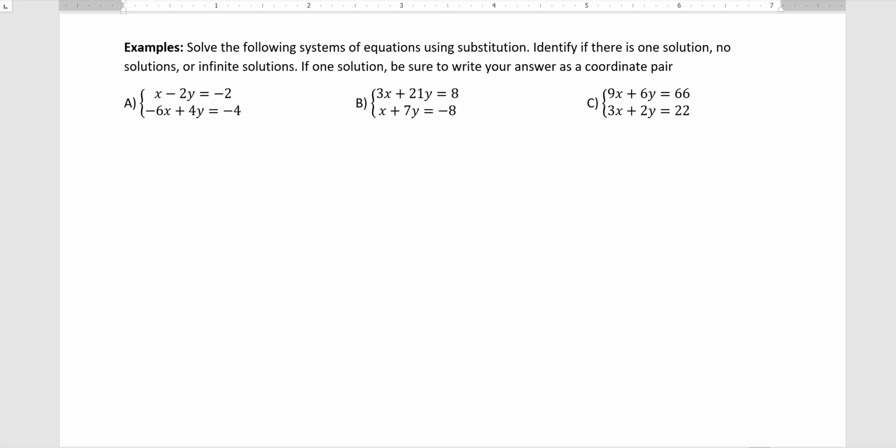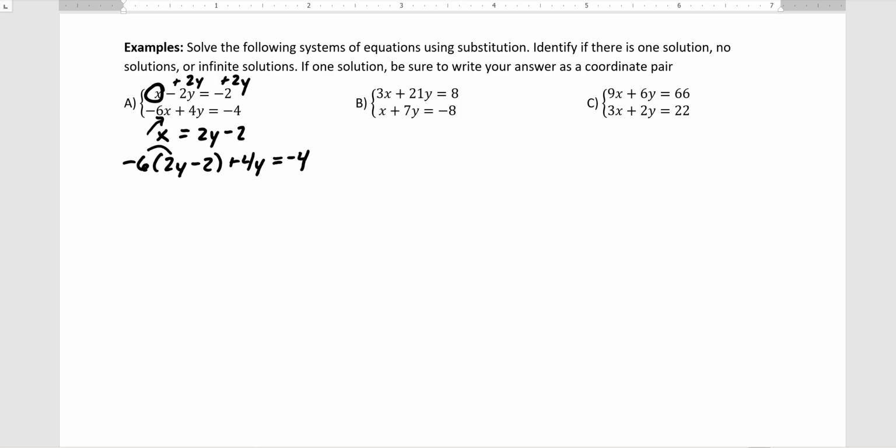So let's start by identifying the variable we want to isolate. I see this x here, no coefficient. All I would need to do is add 2y to get it all by itself. So by adding 2y to both sides here, I would have x equals 2y minus 2. And that's going to be what I plug into this equation here. So I'll have negative 6 times (2y minus 2) plus 4y equals negative 4.